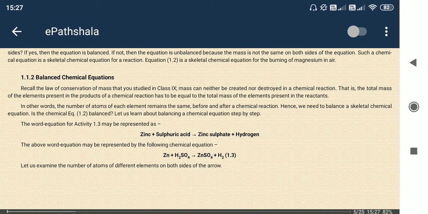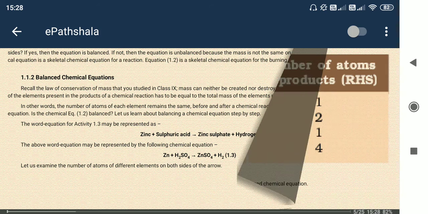Same number of atoms, right? So hydrogen is also 2. Sulfur is 1 on both sides and oxygen is 4 on both sides. So this is balanced, no need to balance it, it is already a balanced chemical reaction. In case we have any dissimilarity between the left and right side, then we need to balance it. So I will show that.